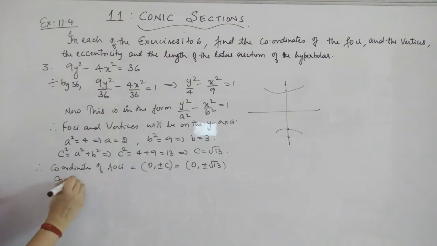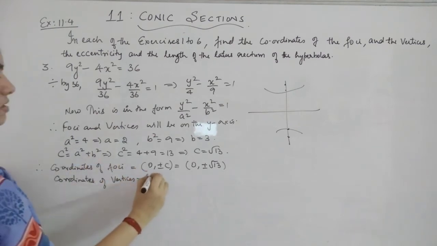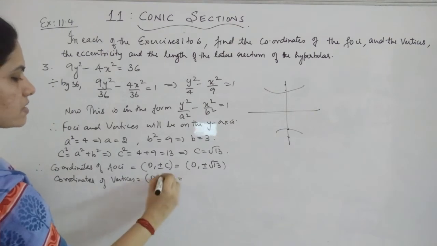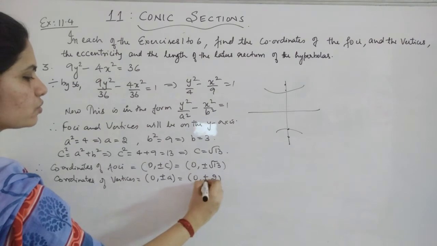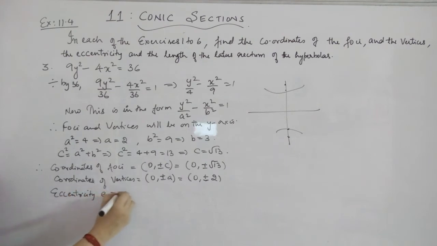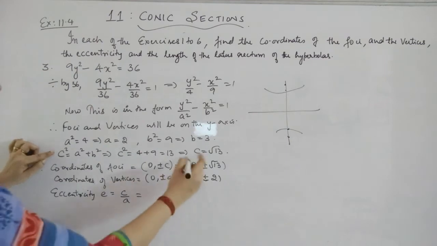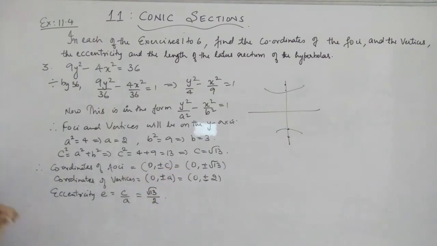Now coordinates of the vertices will be 0 comma plus or minus a, which is 0 comma plus or minus 2. Now we want eccentricity, which is e, that is c by a. What is c? c is root 13, a is 2. So root 13 by 2 is the eccentricity.